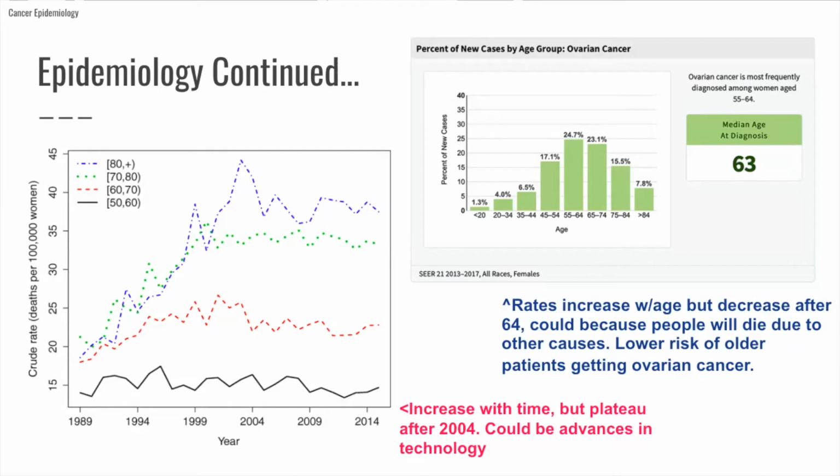The chart on the right shows how the percent of new cases rises with age until about 50 to 64 years old, and then it steadily declines. This could be due to the fact that older individuals are less likely to be diagnosed with ovarian cancer, and younger individuals are less likely to be screened for ovarian cancer in addition to other health factors.